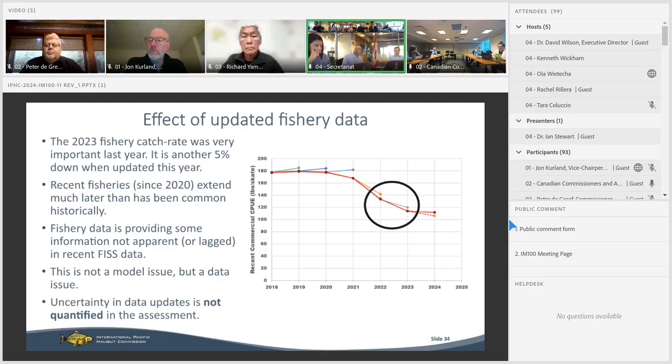So the challenge here is that I can't say for sure that we're necessarily going to see the same kind of updating or the same kind of pattern next year. And so I can't say for sure that the assessment is biased in one way or the other, because it may or may not be. So this is a challenging point in time where we know there's uncertainty here, but it's very difficult to say which direction it might go in the future.